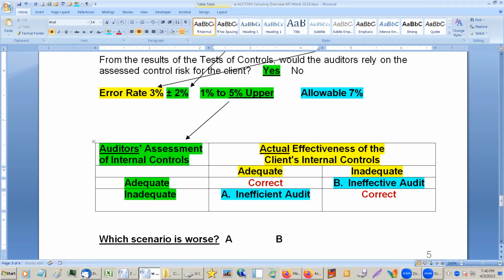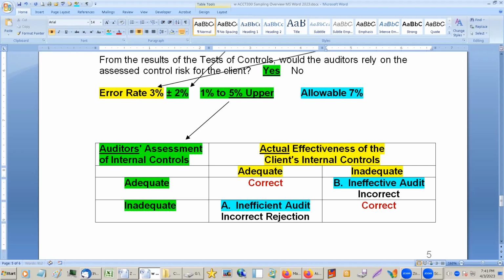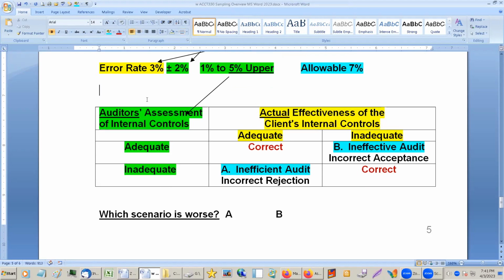I'm going to put in a couple other things here. This is something that's called incorrect. Would it be B? Yep, B is the problem one. This is called incorrect acceptance. Yeah, B is going to be the problem here. This is the one that is ineffective. Do you think everything is okay when it's not? This means a material misstatement could show up on the financial statements. Because you think the controls are working fine, maybe you can cut back on your substantive testing, when actually it's just the opposite.